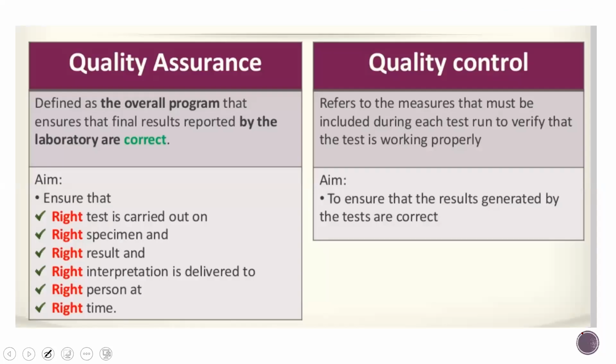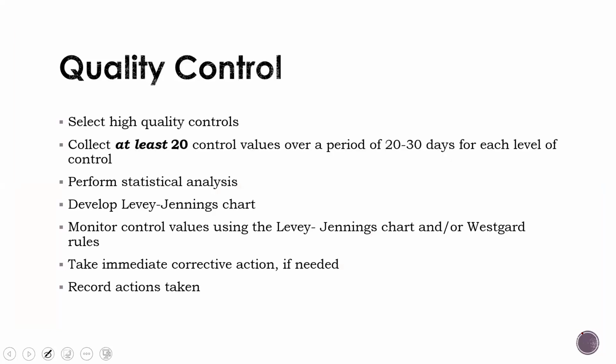So what's the difference between quality assurance and quality control? Sabi ko nga sa inyo, quality assurance, quality control is under quality assurance. Quality control is just confined with analytic phase of testing. It refers to the measure that must be included during each test run to verify the test is working properly. It aims to ensure that the results generated by the test are correct.